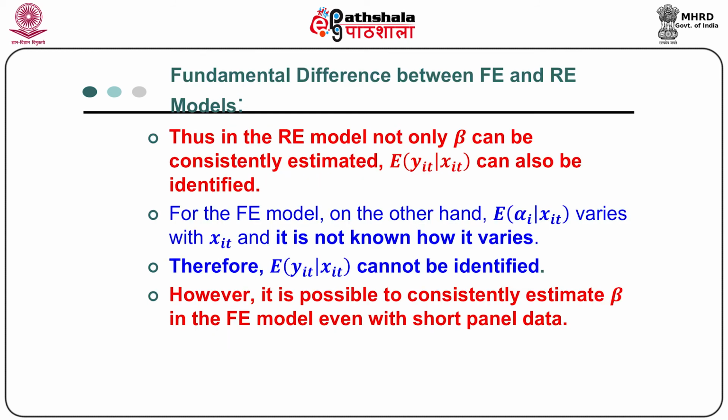Now, for the random effect model, not only can beta be consistently estimated, it can also be identified. For the fixed effect model, on the other hand, expectation of alpha i given xit varies with xit and it is not known how it varies. Therefore, expectation of yit given xit cannot be identified. However, it is possible to consistently estimate beta in the fixed effect model even with short period data.